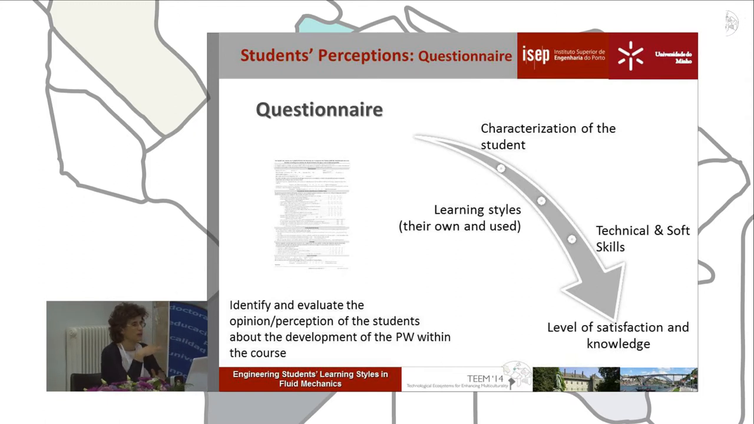The questionnaire is divided into three main parts. The first one was the presentation of the student. The second was the learning styles identification. Here we divide in two parts: the learning style that students think they are, or their own learning styles, and then the learning style they use during the development of the practical work.